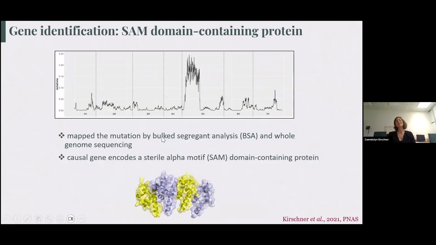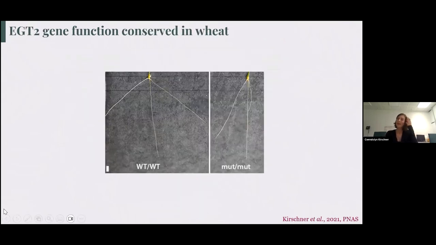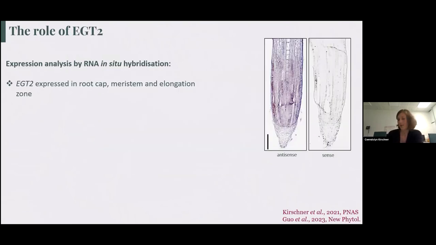What I wanted to say before is that we also identified the gene that is responsible for the phenotype. We used bulk segregant analysis and whole genome sequencing to find the gene, or the mutation in the gene, that causes the phenotype, and it encodes a sterile alpha domain containing protein. Now, as I've already spoiled, we found that the gene function is very conserved. Also here, in the double mutant of the EGT2 homologs in wheat, you can see that the root angle is much steeper than in the wild type.